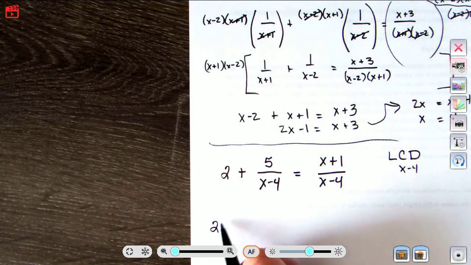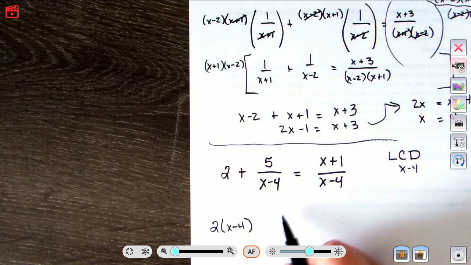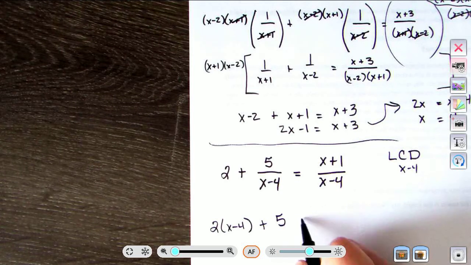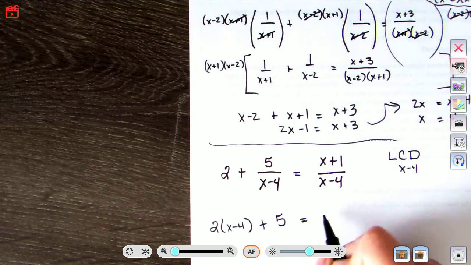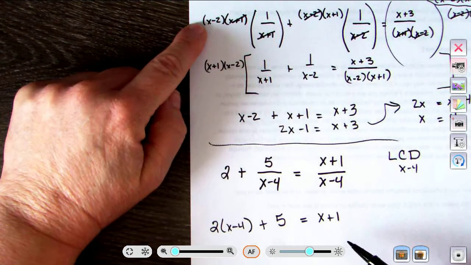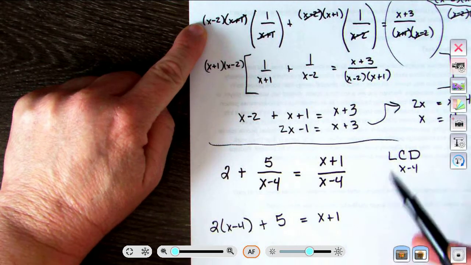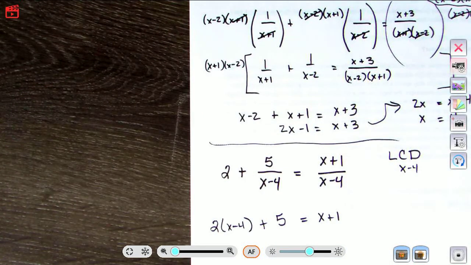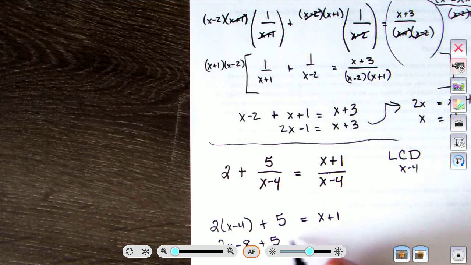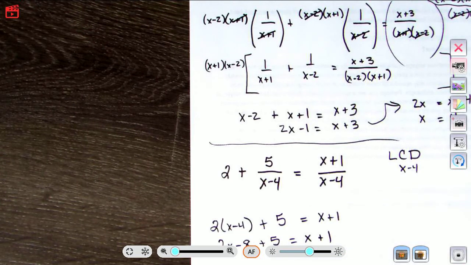Nothing would cancel here. The x minus 4's would cancel, and I'd be left with that 5. Here, the x minus 4's would cancel, and I'm left with that x plus 1. If you want to continue and write that step in there, please make sure you do. And I'm going to distribute. Combine my like terms.